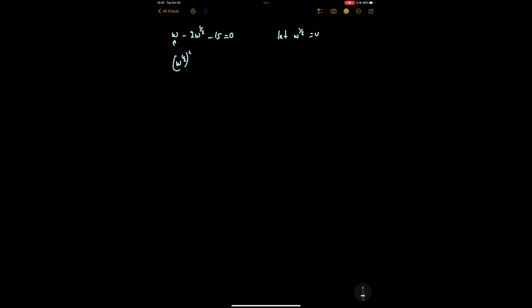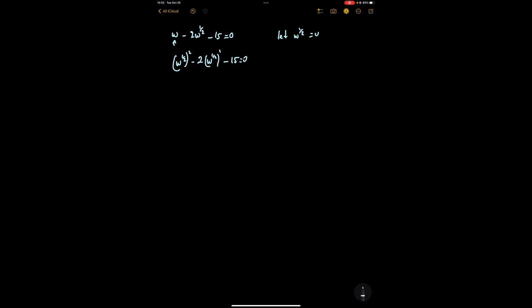This is the power rule. Remember that, right? Minus 2 times w to the power of half to the power of 1, minus 15 equal to 0. So whichever you can reduce, or you can put in a lower exponent, is the one that you want to use to do the substitution. So that's why I'm doing w to the power of half equal to u.